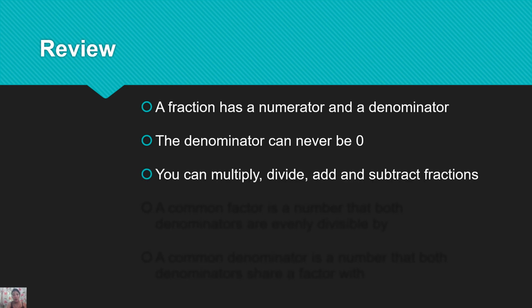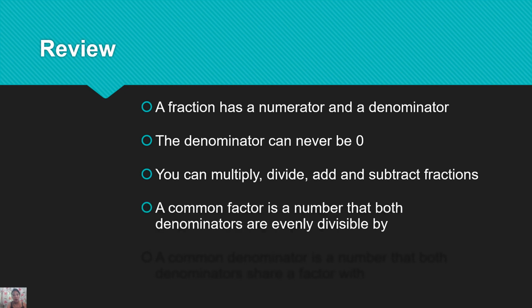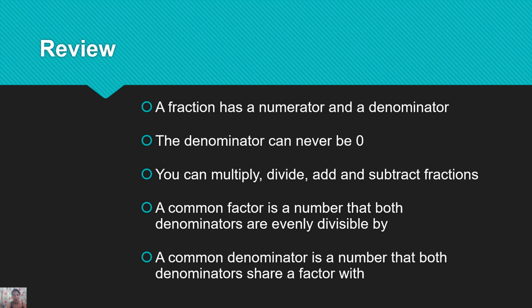Okay, you can multiply, divide, add, and subtract fractions. A common factor is a number that both denominators are evenly divisible by. Okay, a common denominator is a number that both the denominators share a factor with. Any question?